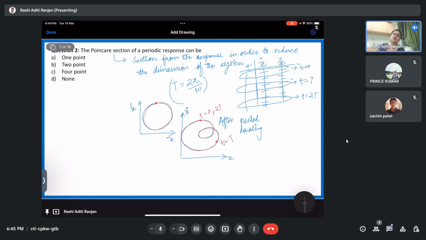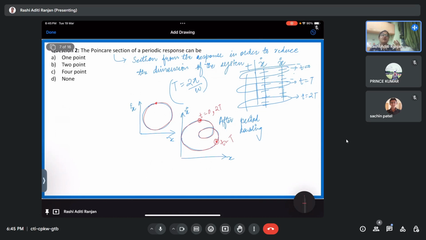Now, since the period of oscillation has doubled itself, initially it was capital T, now it has become twice of capital T. And I'm cutting the section at every capital T. So at t equals 0, I got this point, right? After one time period T, I got this point. And after one more T, I got again this point. So this is showing how the Poincare section is changing. For a periodic orbit, it is a point. For a periodic orbit which occurs after period doubling, the Poincare section is 2 points.